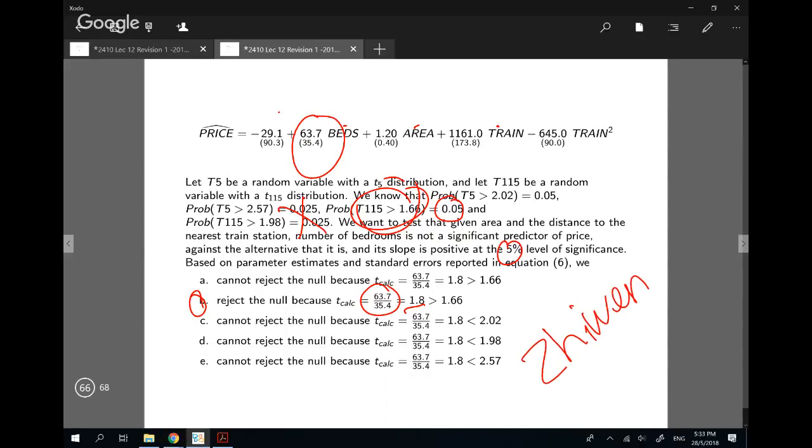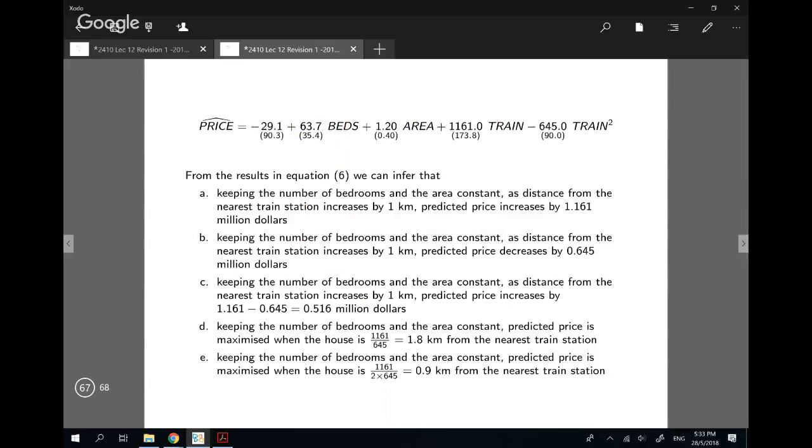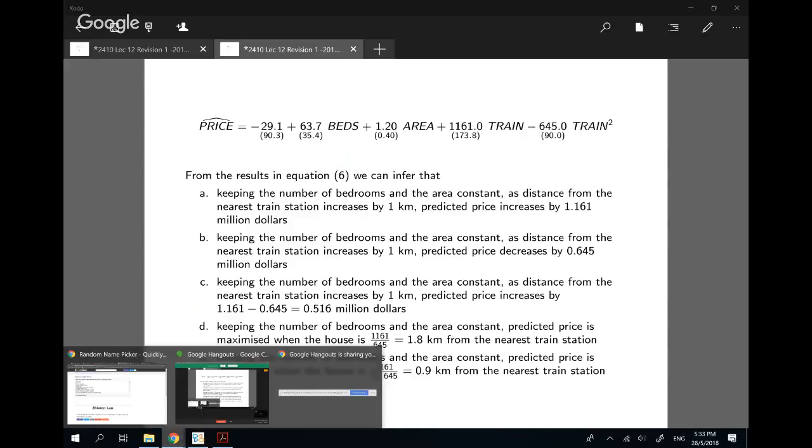Okay, I think this is the last one. All right. From the results of the equation, since you can infer that, okay, this is addition.